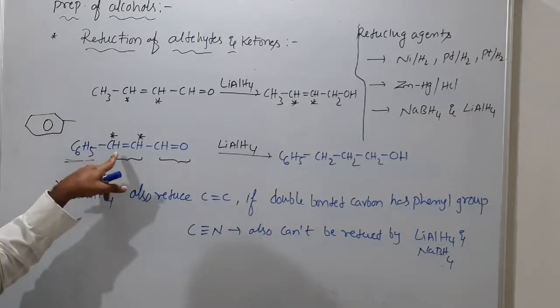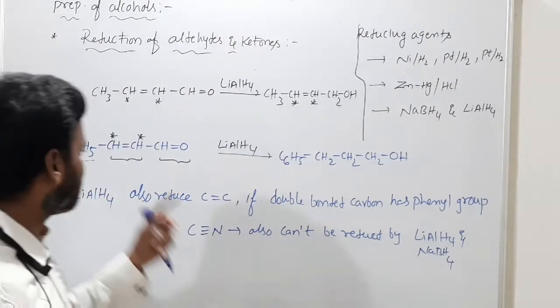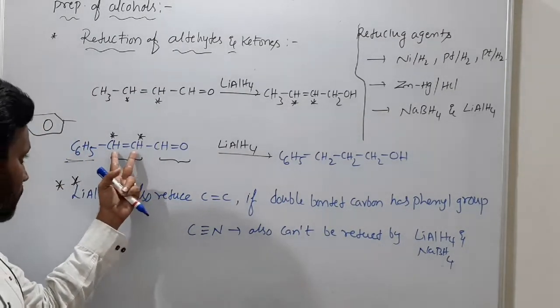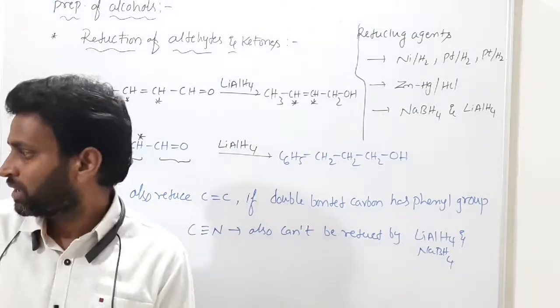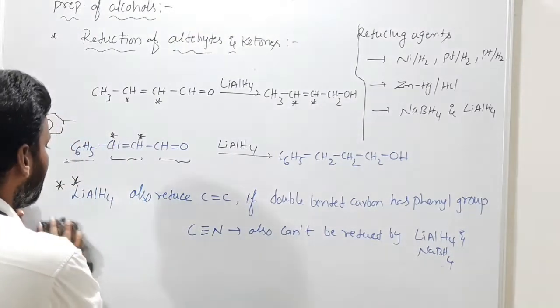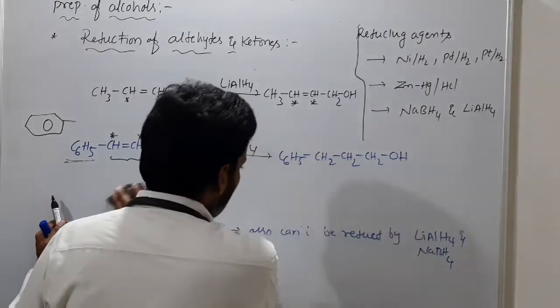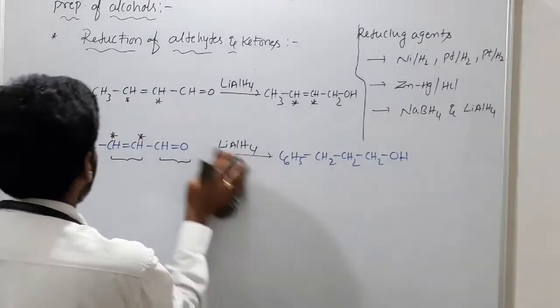Like this. If there is a phenyl on the double bonded carbon, then that will reduce. What will reduce? Not the benzene ring, this C double bond C will reduce. So this is very important. So I'll give you the final conclusion. NaBH4, no exceptional cases. NaBH4 will never reduce C double bond C.